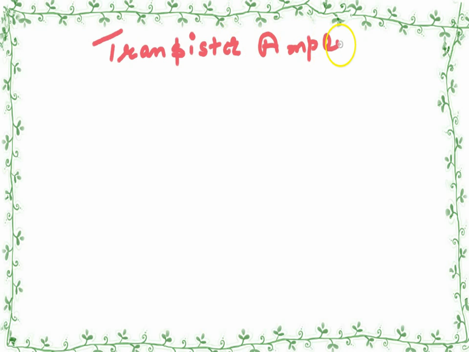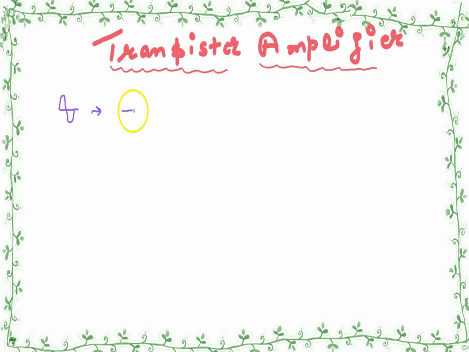Today we will discuss how the signal is amplified by the transistor. Transistor amplifier. This is like the weak signal which is given to the amplifier, and it gives us a strengthened signal, maybe in phase or maybe out of phase. This is an out of phase signal, but it is amplified.